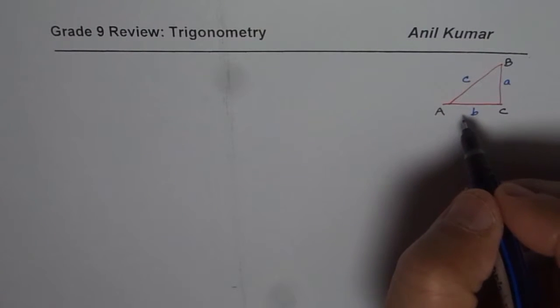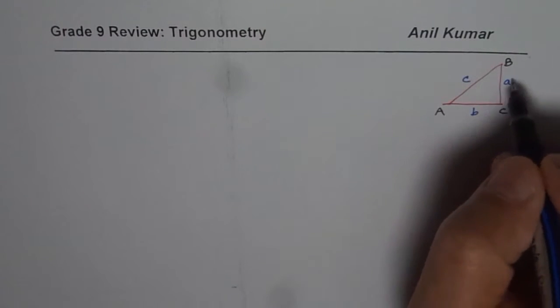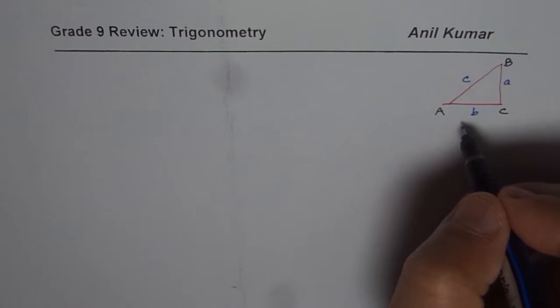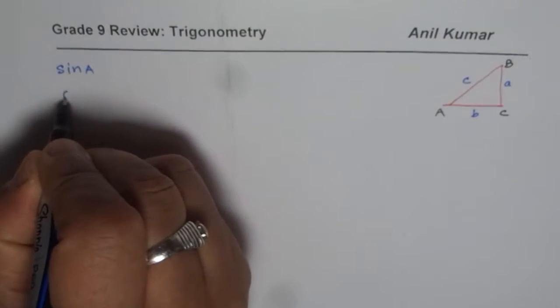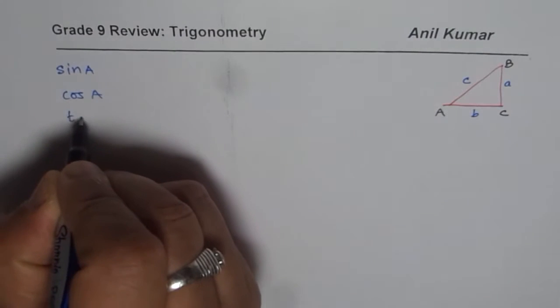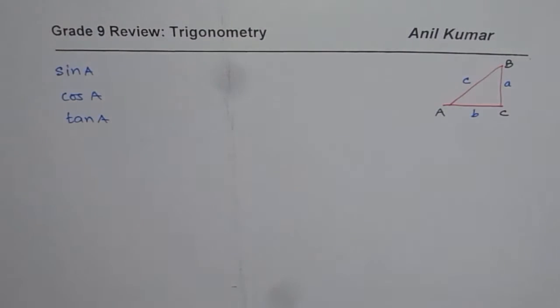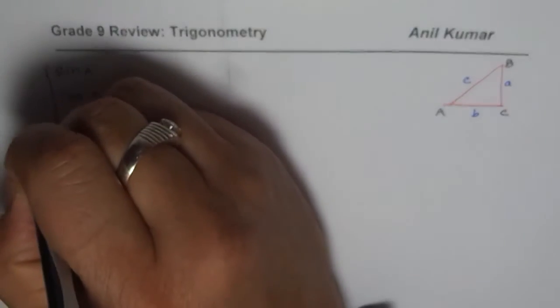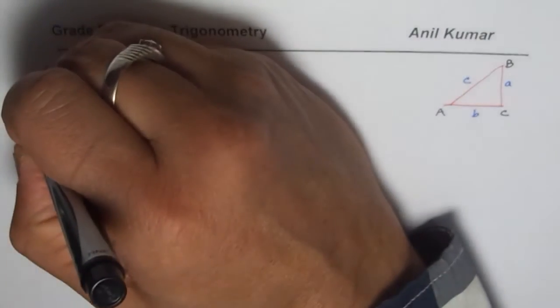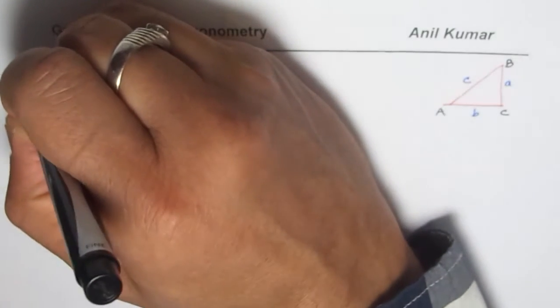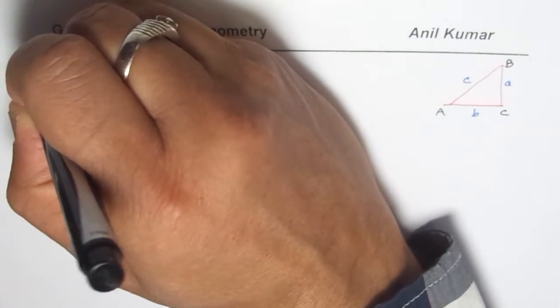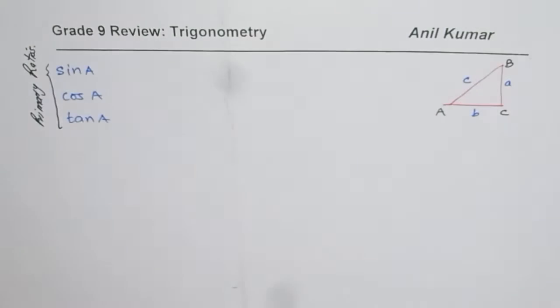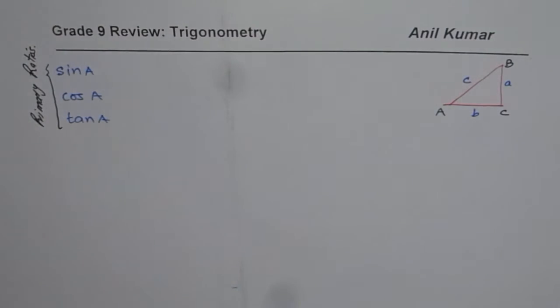In trigonometry, we talk about ratios of sides as trigonometric ratios. Now, we have terms like sine A, cosine A, and tan A. These are three primary trigonometric ratios. So, we call them primary trigonometric ratios, right? So, let me write this here as primary trig ratios. Correct. So these are our primary trigonometric ratios.